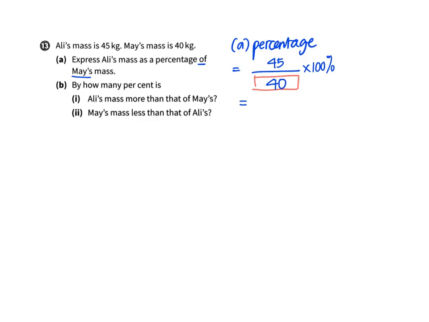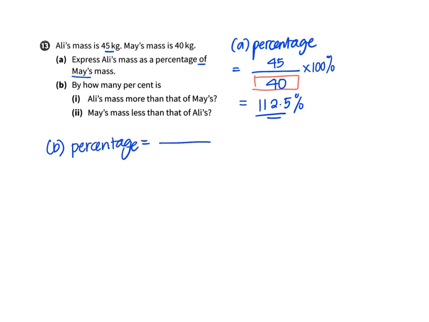Okay, I get 112.5%. So that will be the answer. Part B: by how many percent is Ali's mass more than that of May? I still need to find the percentage, right? Ali is 5 kg more than me, so I want to find my percentage.